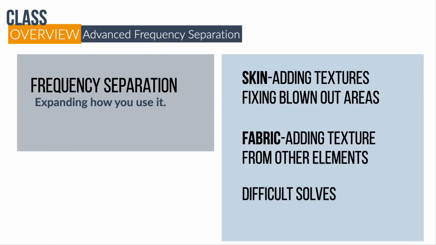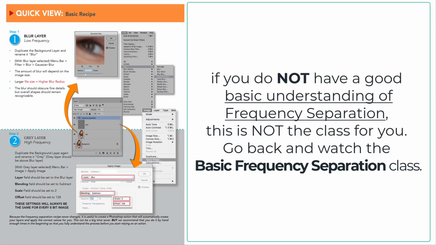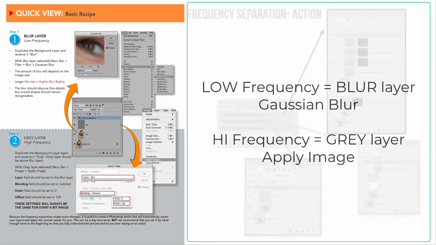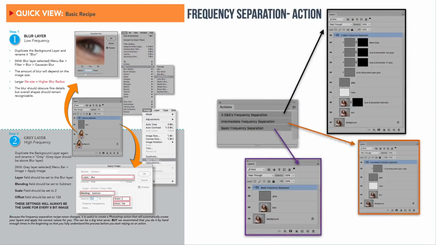We have to get on the same page here, though, on how we're doing frequency separation. What I mean by that is there's a lot of different methods people use to create their frequency separation folders. If you haven't already, please watch the basic frequency separation course I have, because it'll explain my personal recipe so that you can follow along. But simply, I use Gaussian blur, and I use Apply Image. Everyone uses that. And I'm going to be giving you 3 actions in this course that you can use. One is a basic frequency separation, intermediate, and the 3Ds. I'm going to explain that as we continue on so that you don't get confused as to what the process is, but I just want to make sure we're on the same page.